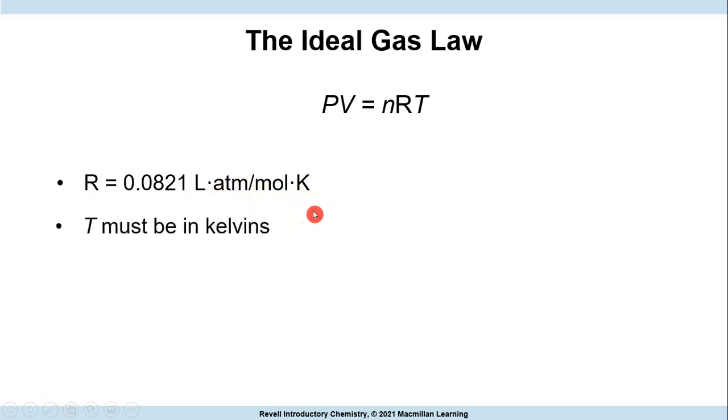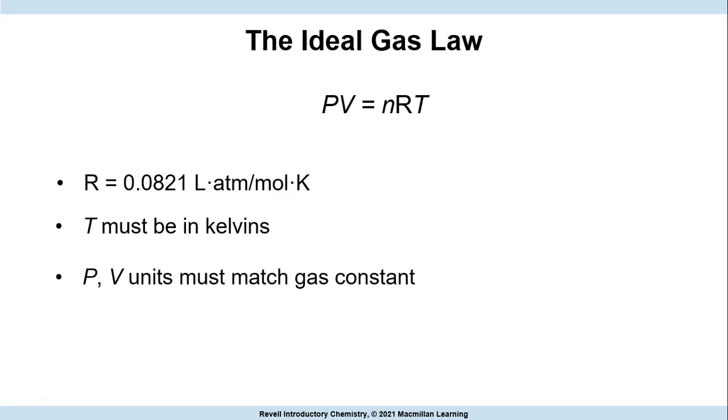Now, the temperature must be in Kelvin, as I've told you. When working with gases, the temperature must always be in Kelvin. For the pressure and the volume, the units must match each other. If you have different pressure units, let's say you have atmospheres in one value and millimeters of mercury in another value, you have to use the conversion factors that I've given you and convert them to have the same unit, either all millimeters of mercury or all atmosphere.